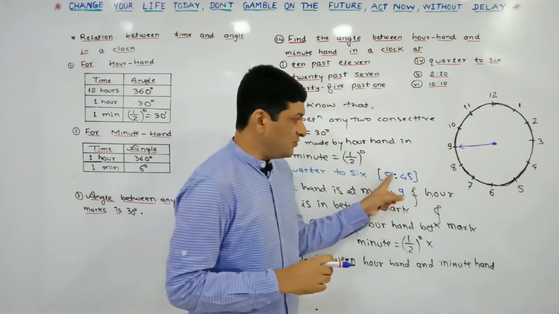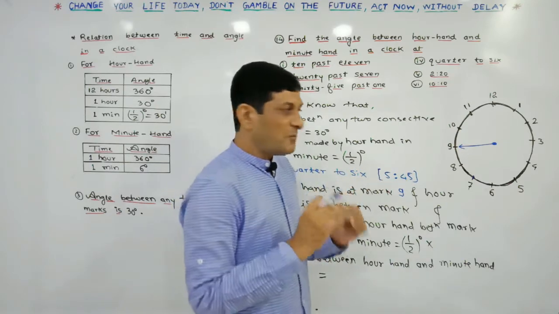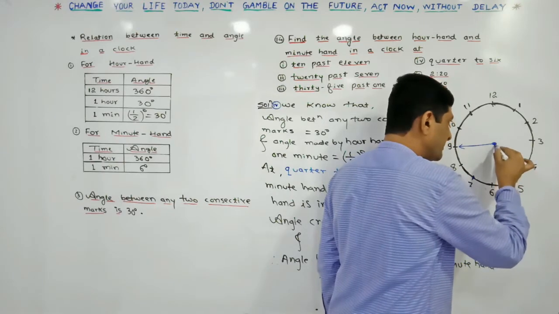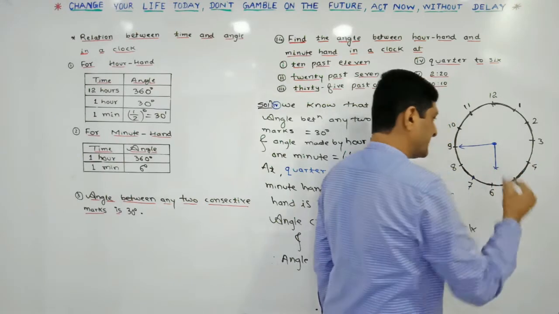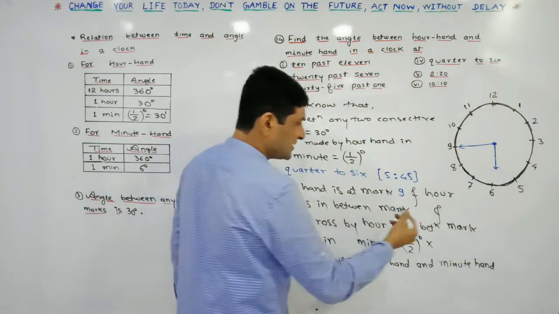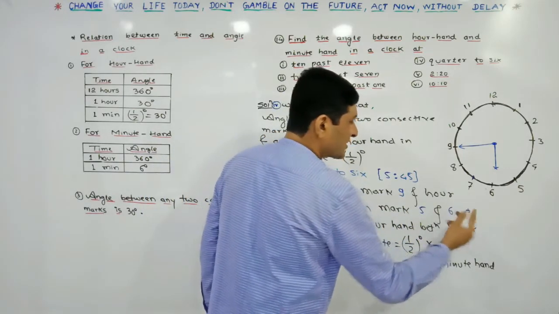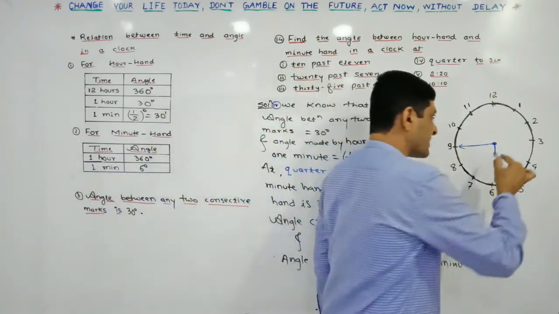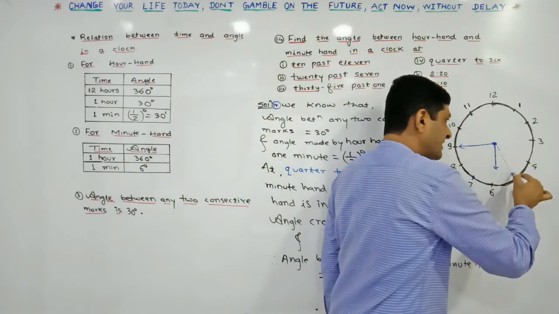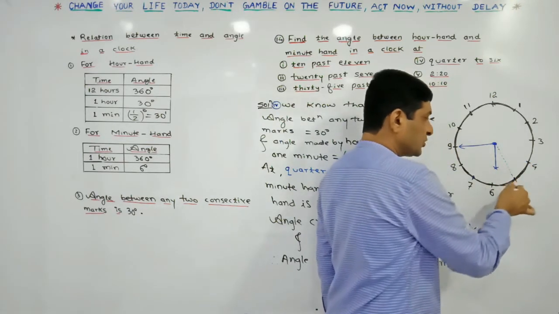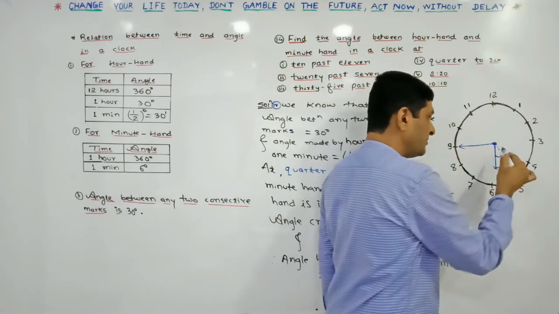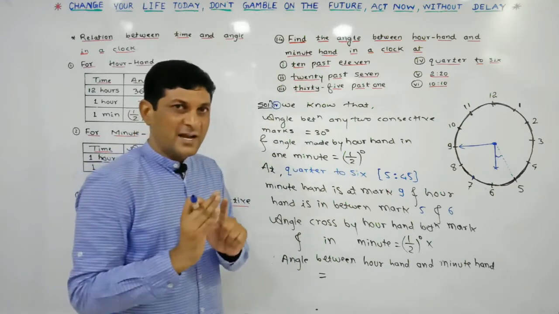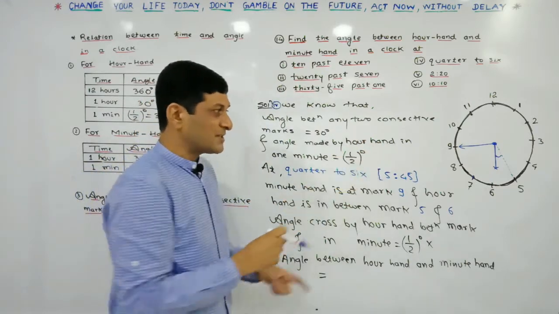Now at 5:45, the position of our hour hand is in between mark 5 and mark 6. Once the positions are known to us, we try to find the angle crossed by the hour hand between which two marks? 5 to 6. In how much time? In 45 minutes. So let us find the angle crossed by the hour hand between mark 5 and 6 in 45 minutes.